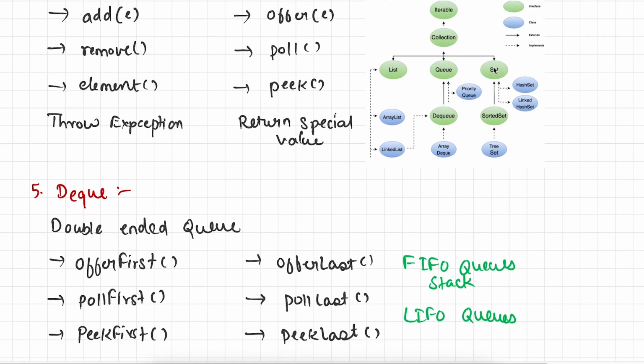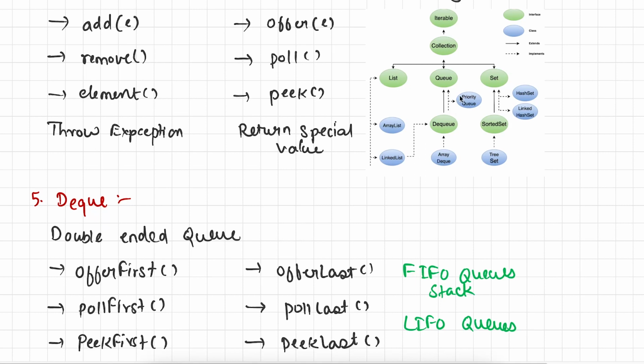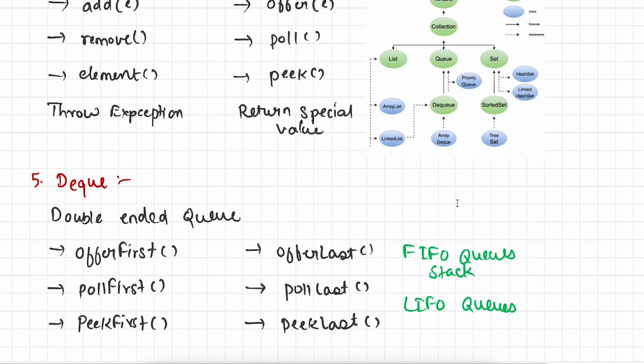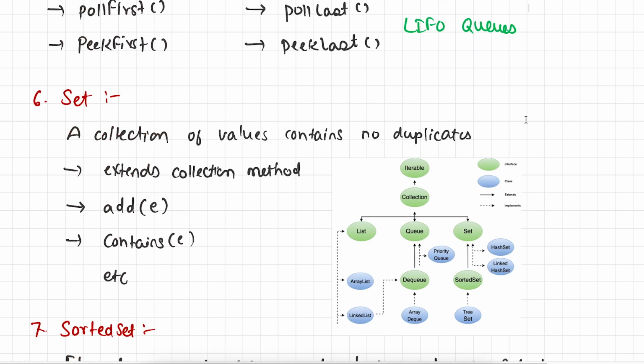Now, the second interface that comes up is the Set interface. Set also extends the Collection and Iterable interfaces. So this means Set has all the features that are available in the Iterable and Collection interfaces, along with some other features that are specific to Set. And the two collection classes that implement Set are HashSet and LinkedHashSet. But what is a Set? A Set is a collection of values that contains no duplicates.